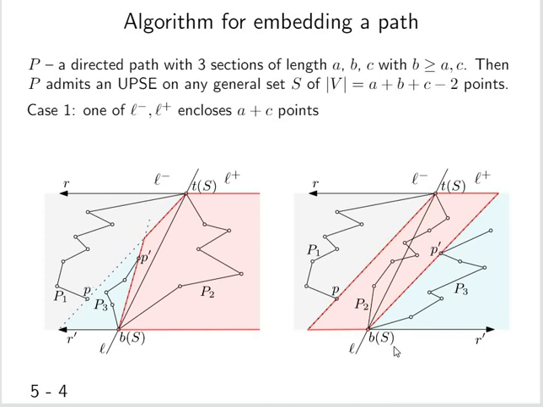Okay, so here the situation is a little bit different because we sweep not with the ray from B, but with the ray from T.